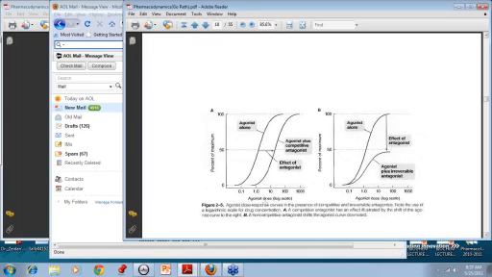Why is that? Because you are dealing with the existence of a competitive antagonist, right? You can wash this off. How are you going to wash it off? By adding more of the agonist, right? So what you're looking for is kind of a temporary situation, a fine adjustment for the affinity of the receptor to the agonist. And that is the function of a competitive antagonist.